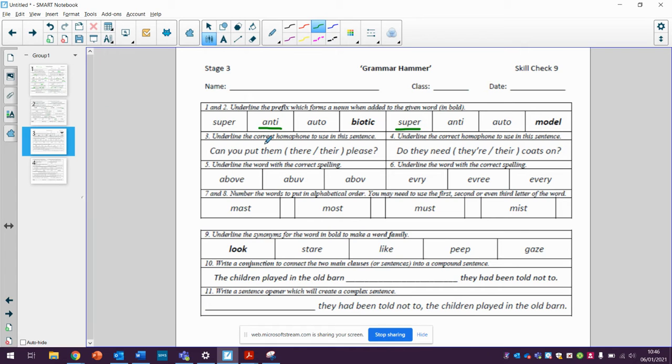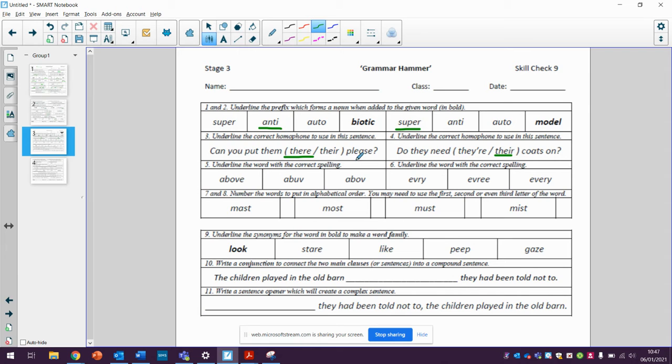Underline the correct homophone to use in this sentence. Can you put them over there, please? There or their? This is always a really hard one. This one is, can you put them over there, please? Do they need their coats on? Their coats? Who does it belong to? Is it they are coats or their coats? Their coats. It belongs to them.